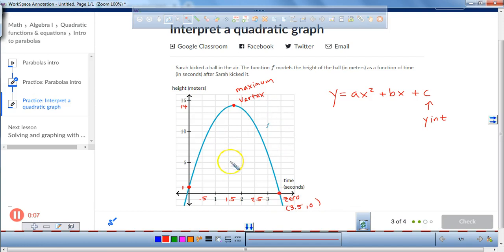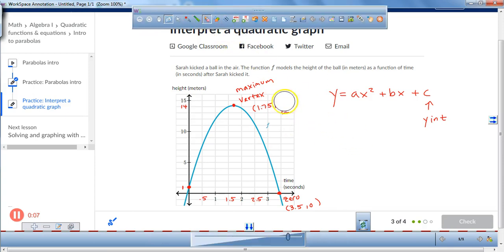Zero looks like we got a vertex. Going to say about, I'm just estimating right here, about 1.75, and it gets up to close to just above 14. All right, we'll say 14 for now as an approximate value. Anytime you see a double squiggly line, that's approximately, so we're going to say it's approximately 14 meters high. All right, so all we're going to do is look at these features.